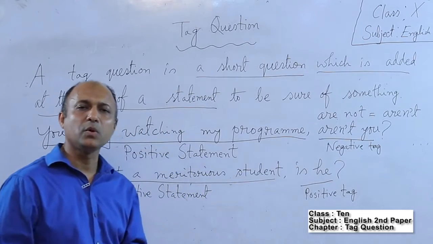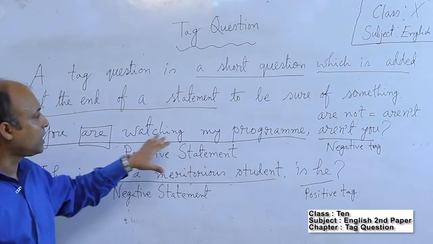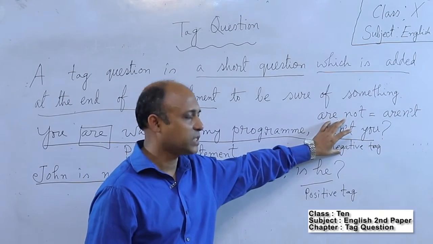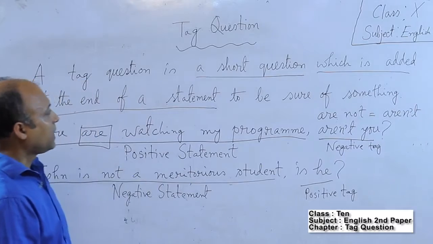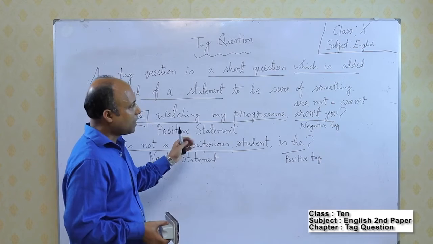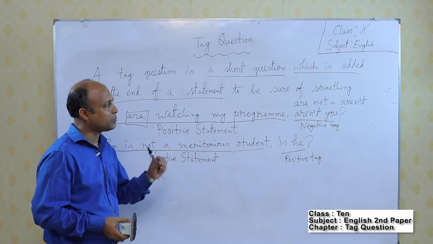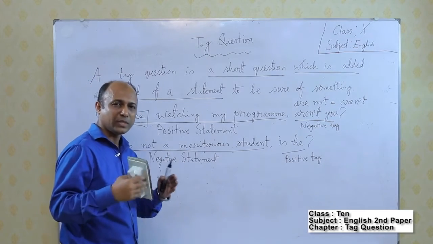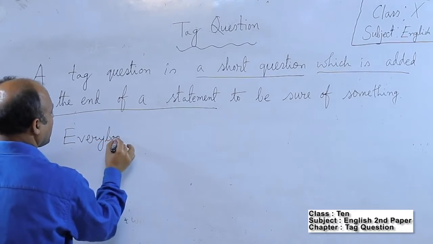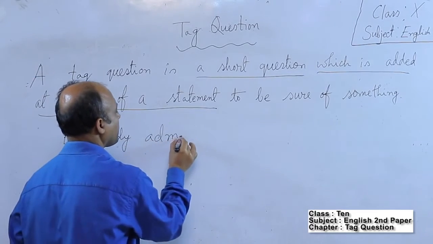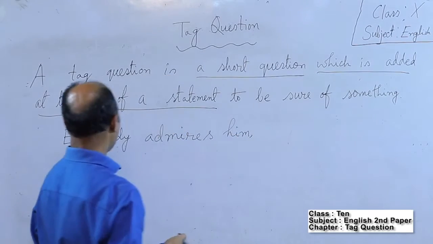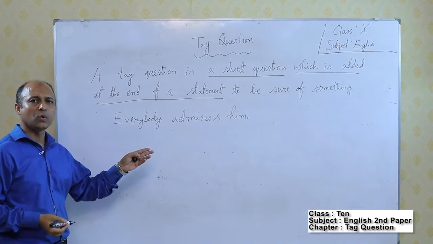When you write in your exam copies, you must write the full sentences, never write only the tag question. As you are students of class 10, I am discussing some things which seem difficult to you. Everybody admires him. Admires means praises.